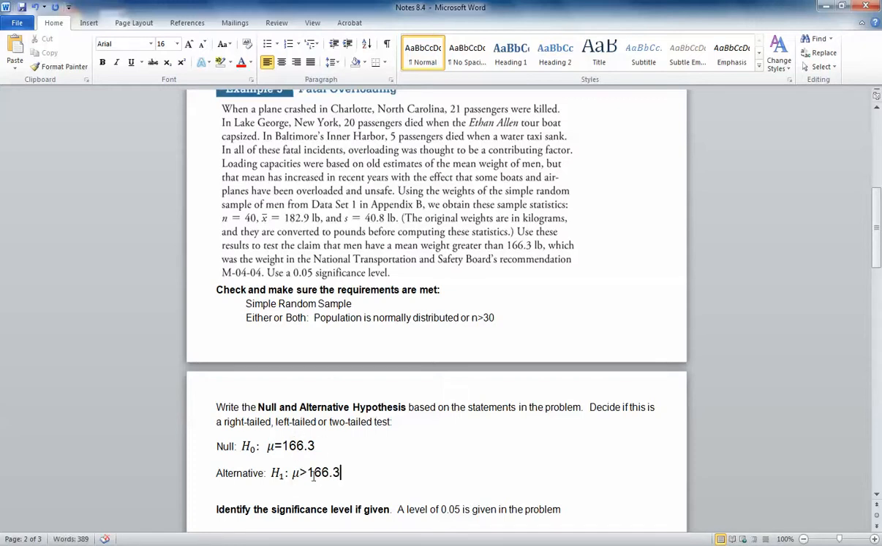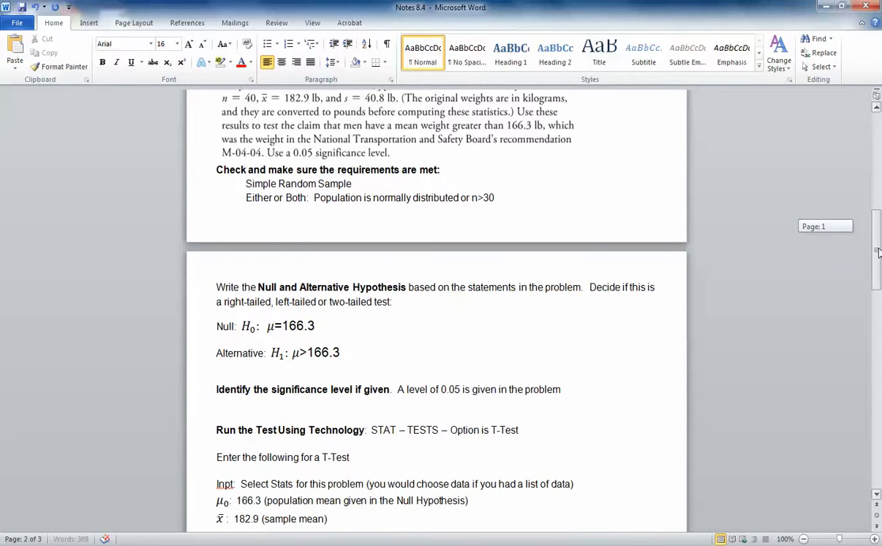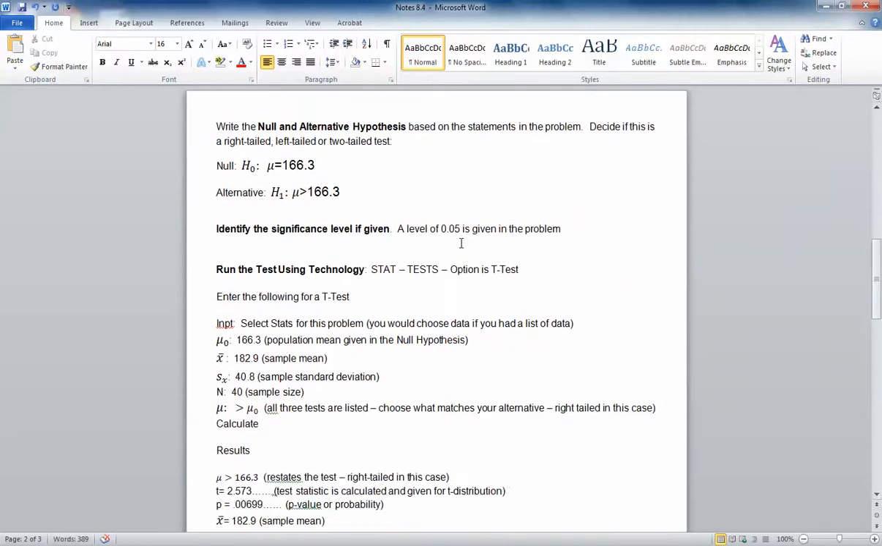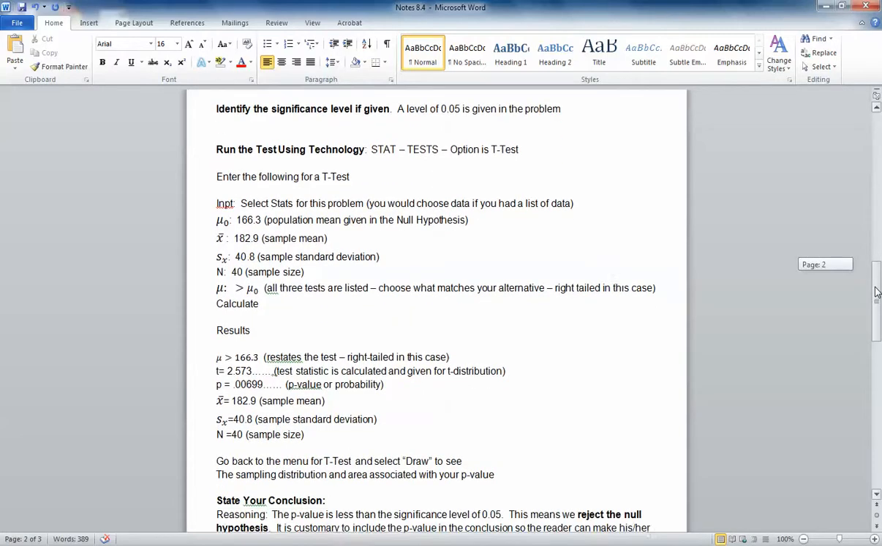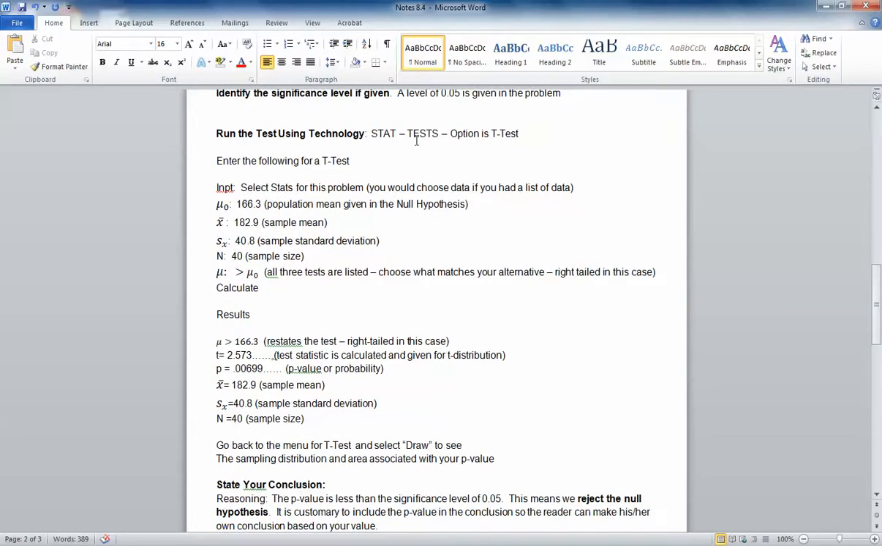Notice that in the hypotheses, our sample weight is not in there. The 182.9 is not in there. So we assume that the weights are 166.3, and then we check and see how unusual it would be to get a sample of 182.9. So that's how the hypothesis tests are run. We identify the significance level, and we were given 0.05 in the problem. We're going to run the test using technology. The textbook goes through how to use the formula in a little bit more traditional way.